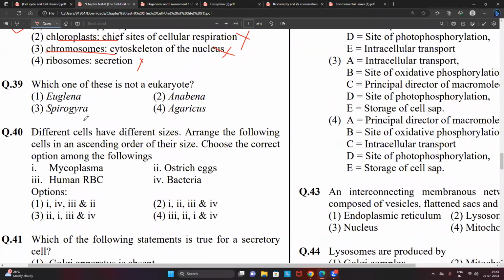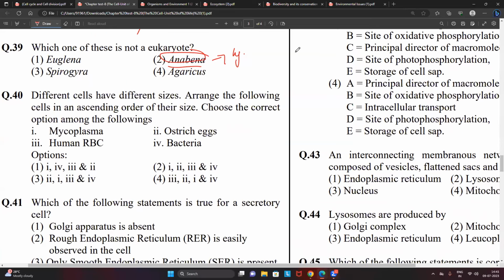Question number 39. Which one of these is not a eukaryote? So we all people know, right? Anabaena. What is Anabaena, friends? Anabaena is the cyanobacterium. Correct, na? Right. So Anabaena is what? Cyanobacterium.